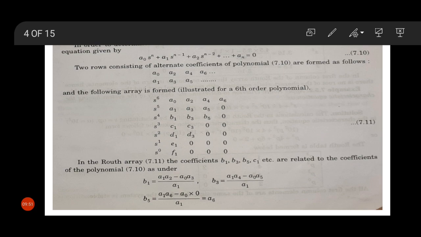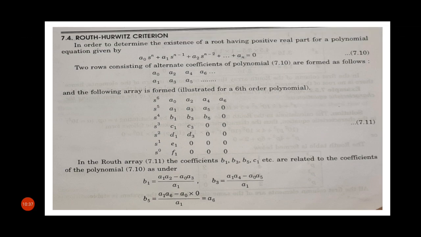So see, in order to determine the existence of a root having positive real part for a polynomial equation, the equation is a0 s to the power n plus a1 s to the power n minus 1 plus a2 s to the power n minus 2, up to a_n, and this is equal to 0. This equation is numbered 7.10.